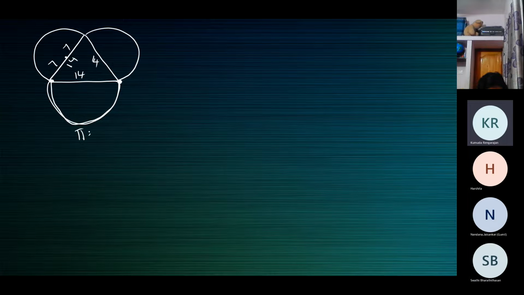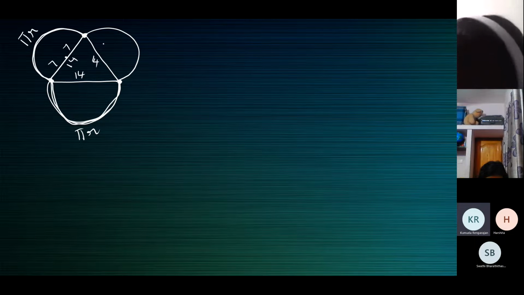2 pi r by 2, pi r, because it's a semicircle. Perimeter of a circle is 2 pi r. Half of that is the length of the semicircle, 2 pi r by 2. The length of this one is pi r. So you've reached this point.